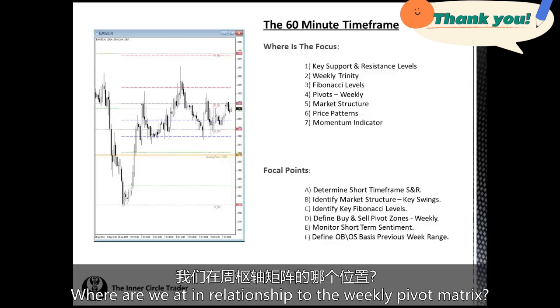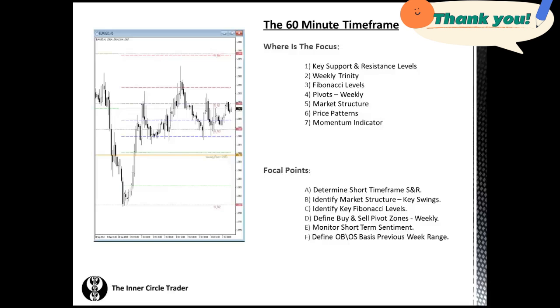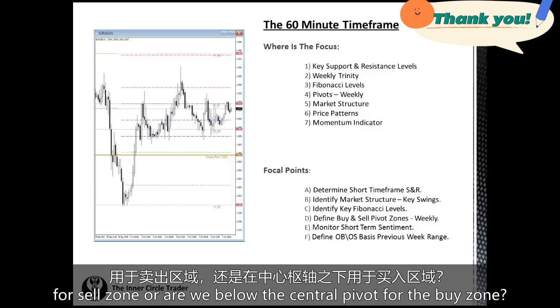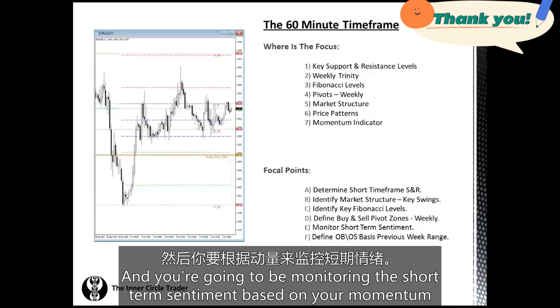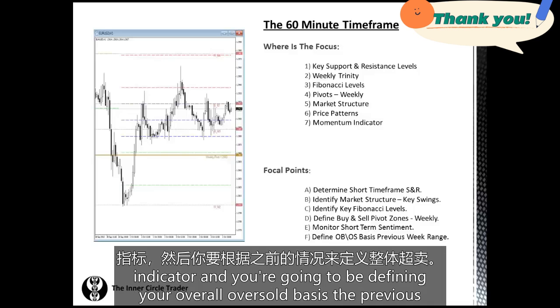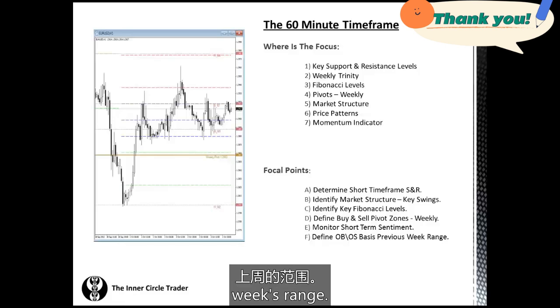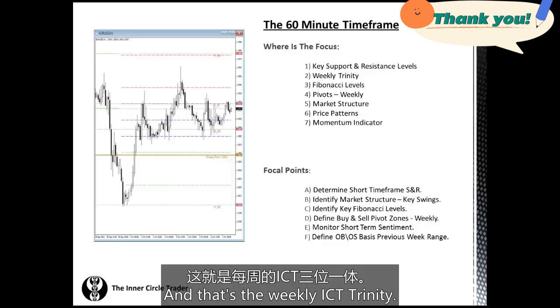Where are we at in relationship to the weekly pivot matrix? Are we above the central pivot for sell zone? Or are we below the central pivot for the buy zone? Okay, and you're going to be monitoring the short-term sentiment based on your momentum indicator, and you're going to be defining your overbought oversold basis, the previous week's range, and that's the weekly ICT Trinity.